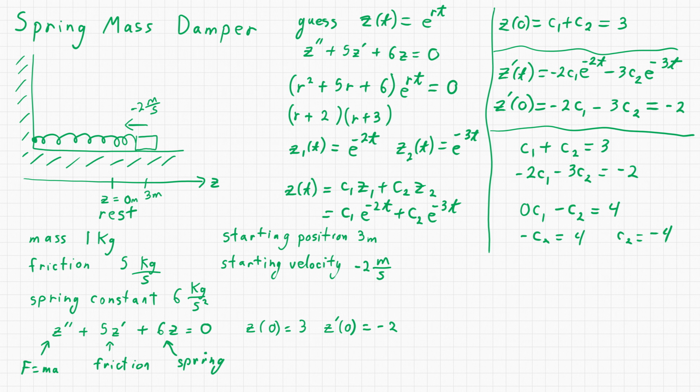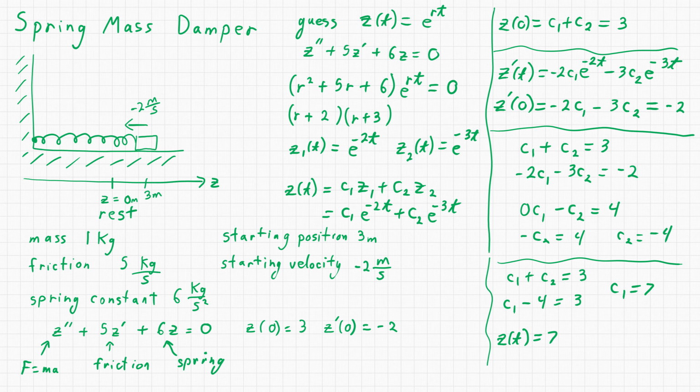Then from there, we can go back to the easier equation. Right, so we can look at c1 plus c2 is equal to 3, but then I know c2, so I have c1 minus 4 equals 3, so then c1 is equal to 7. So the solution to the initial value problem of the spring mass damper system is z of t equals 7 times e to the negative 2t, and then minus 4 e to the negative 3t.